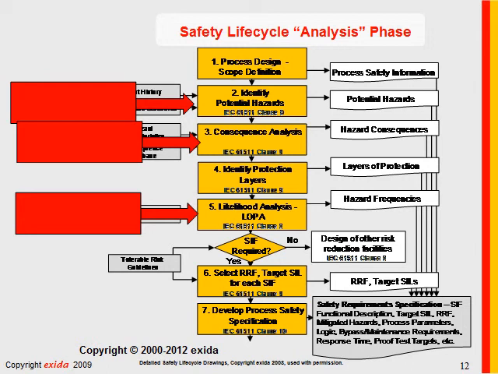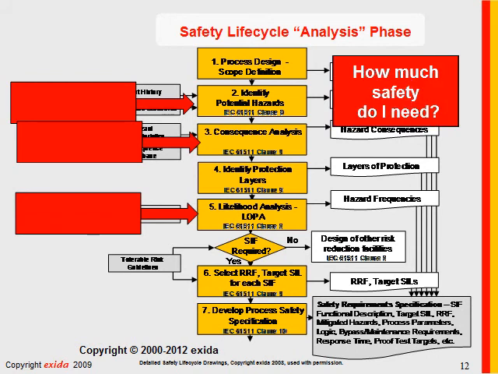At Exida, we think of the safety life cycle in 3 phases. During the analysis phase, we figure out how much safety you need. Now, we're not going to get into the details of the analysis phase today, but normally it involves identifying hazards, figuring out how likely they are, comparing that to tolerable risk criteria, and creating safety requirement specifications.